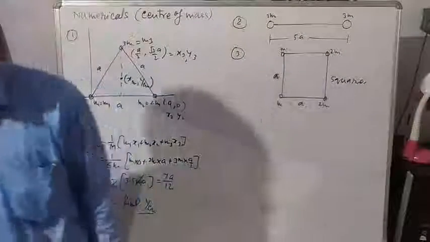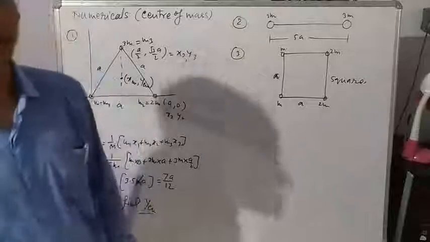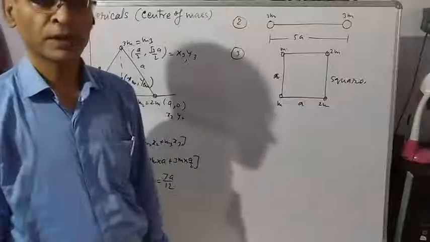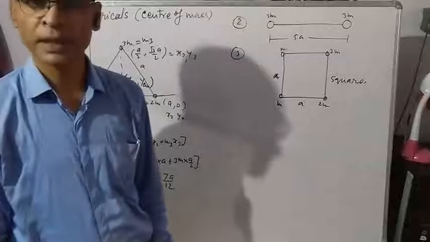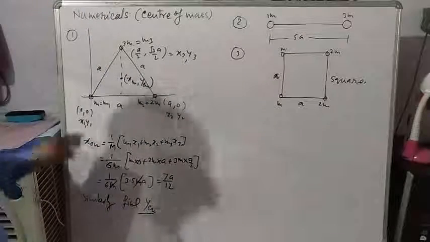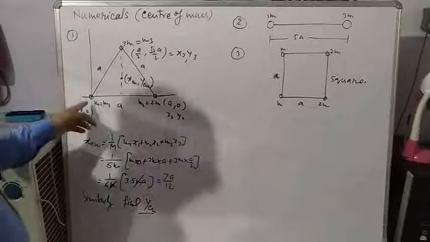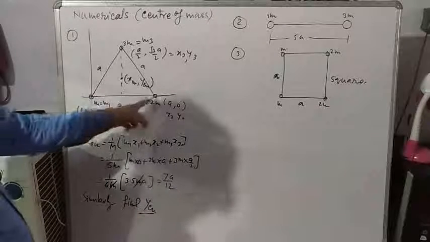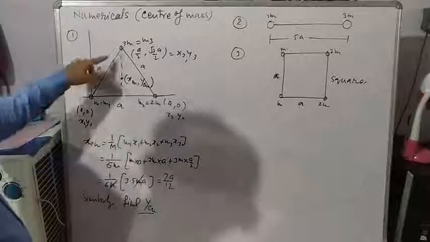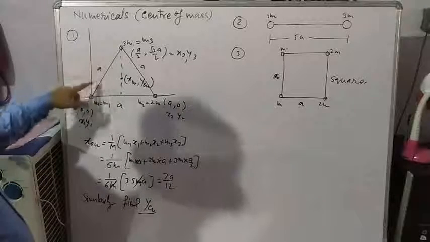Students, the chapter of center of mass has already been explained. Now today I am going to explain some simple numericals based on this chapter. Let us suppose three particles of masses m, 2m and 3m are kept on the vertices of an equilateral triangle of side A.